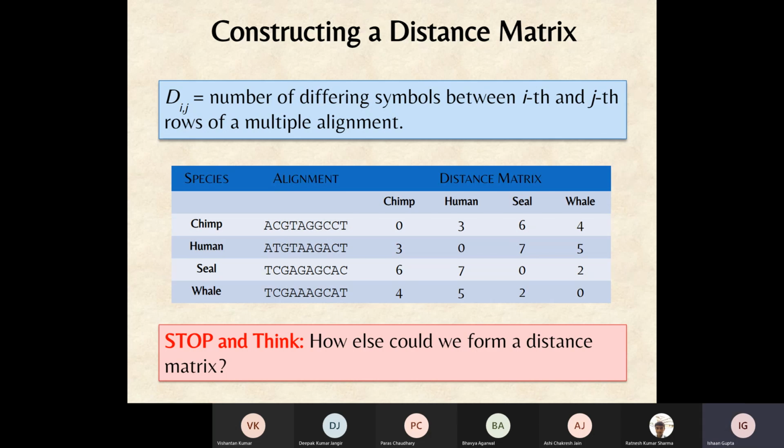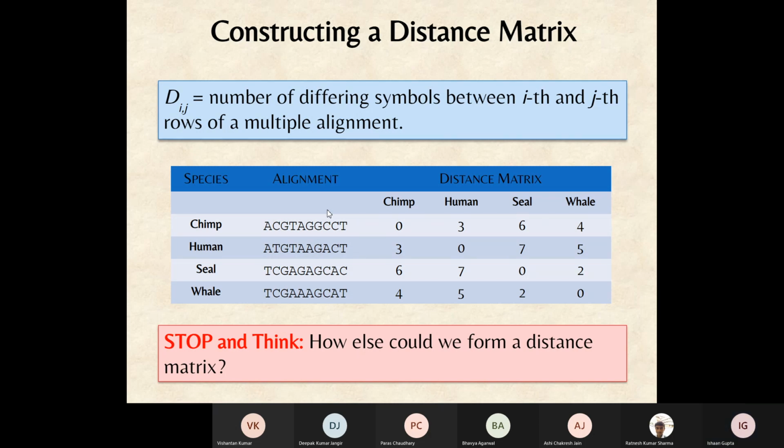How would you form a distance matrix? Can you come up with an algorithm for this? Can I see a show of hands if everybody can come up with an algorithm for this with the tools that you have been given? All right, good.